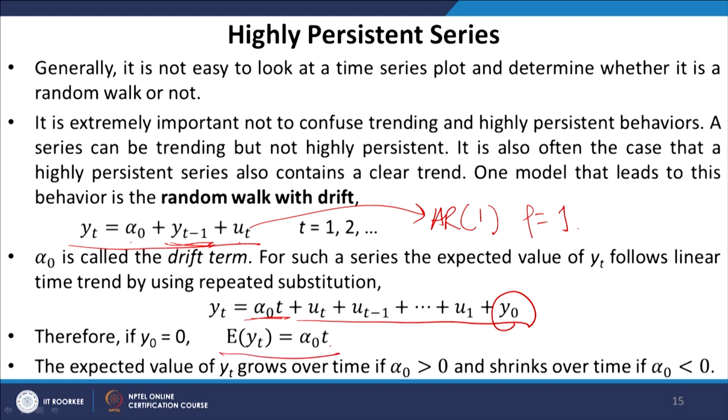So, you can see that now the expected value of yt grows over time if alpha naught is greater than 0, and it shrinks over time if alpha naught is less than 0. But overall, the fact is that the expected value is a function of time, and it is not constant, the way we want a covariance stationary series to be.